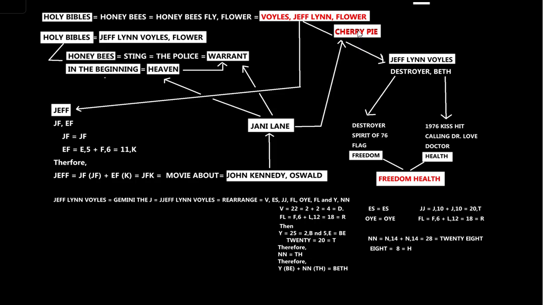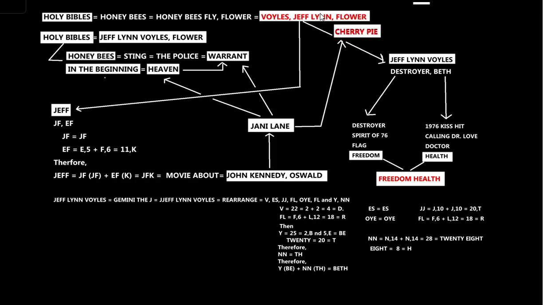So from Jeff, we get JFK, which is John Kennedy, a movie about John Kennedy and Oswald. John Kennedy Oswald is Janie Lane. Janie Lane sang a hit song called Cherry Pie. So Cherry Pie can be put up here near Jeff. So now, if Jeff translates to Cherry Pie, then Jeff Lynn Voiles flour now becomes Jeff Lynn Voiles Cherry Pie flour.